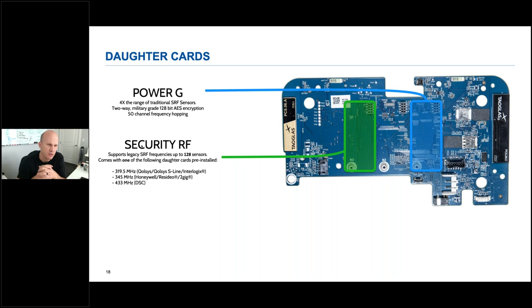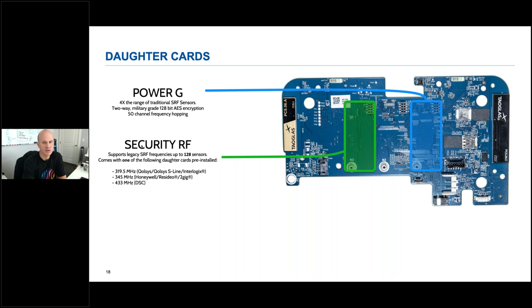Now, the other daughter cards that we make are the 345 megahertz daughter cards. And so you can get the panel with that pre-installed. That's going to support either Honeywell, Resideo, or 2GIG sensors. And then we also make it in the 433 megahertz daughter card, which is going to support the legacy DSC sensors. So any of those sensors that you had on, like, an Impassa or an Alexor or something like that that are out there are going to work with that version of the panel.